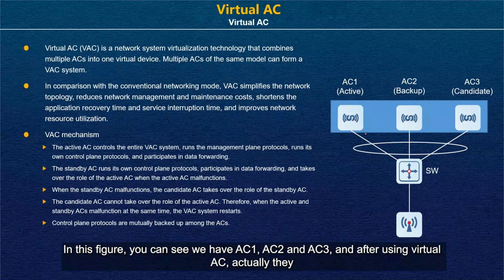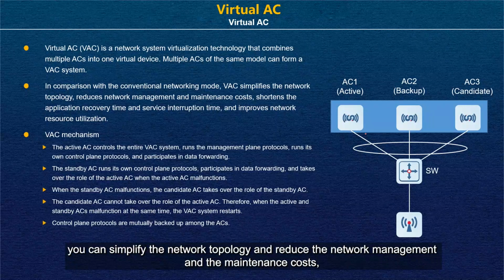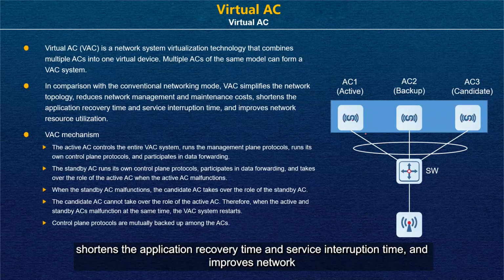In this figure, you can see we have AC1, AC2, and AC3. And after using virtual AC, they can form a VAC system. And logically, you can think that we only have one AC in the network. So it can simplify the network topology, reduce the network management and maintenance costs, shorten the application recovery time and service interruption time, and improve network resource utilization.